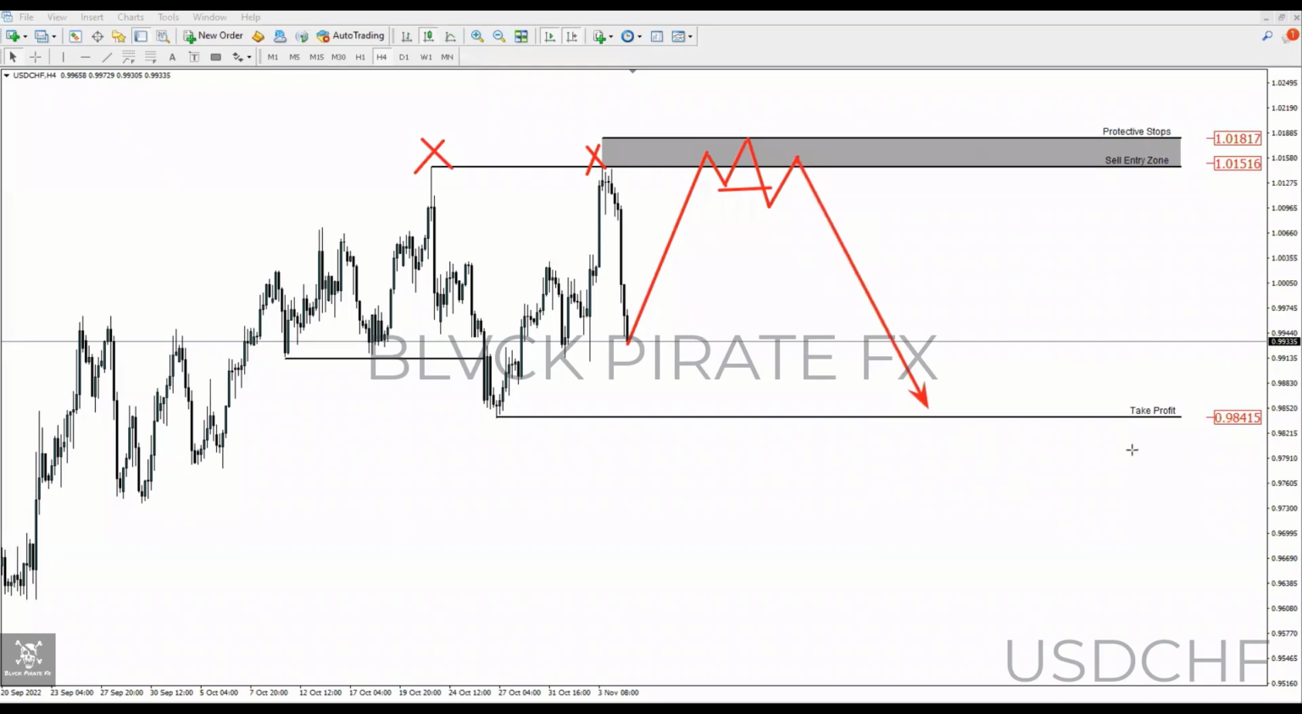So we're going to be targeting the 0.98400 level, as well as any short-term lows that are created in here, or any significant areas of interest, bodies of candles, swing lows in there as well. So this is what I have for you guys on USD Swiss franc.